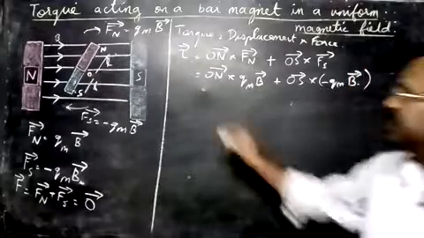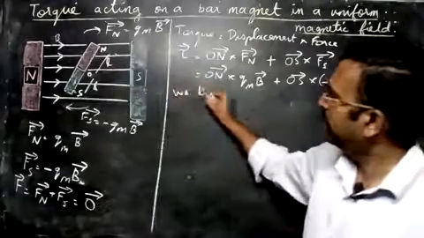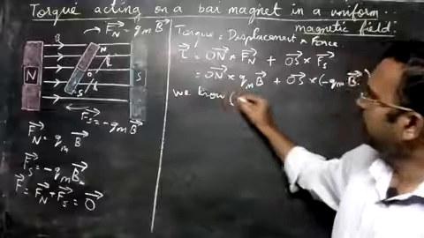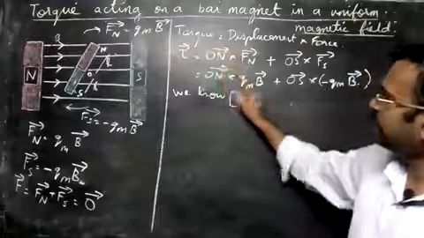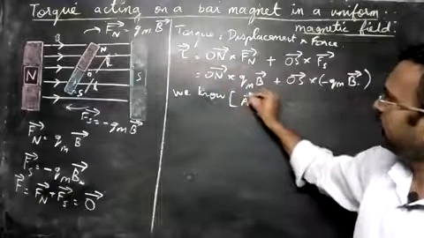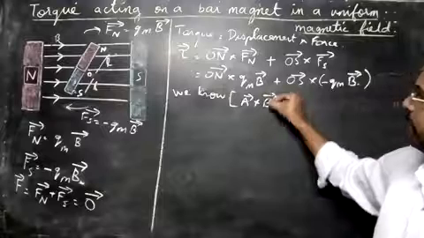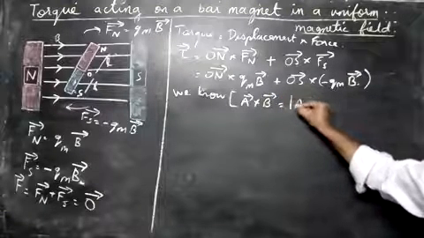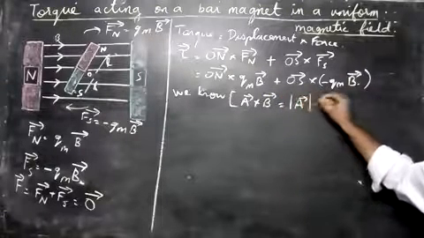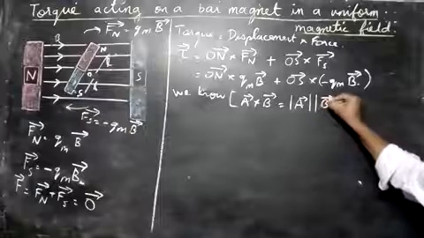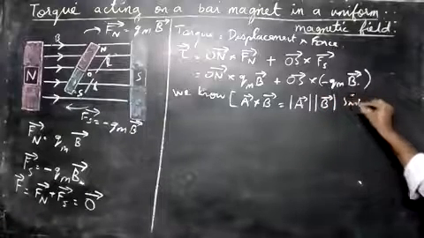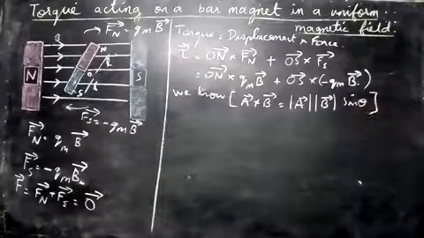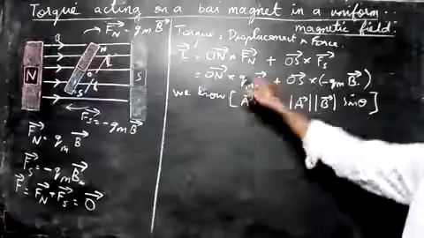Now we also know the term A vector cross B vector. We see that will be AB sin theta, we learned. In the same way, the magnitude of A vector into the magnitude of B vector into sin theta. So we're going to substitute this term here, in this formula.